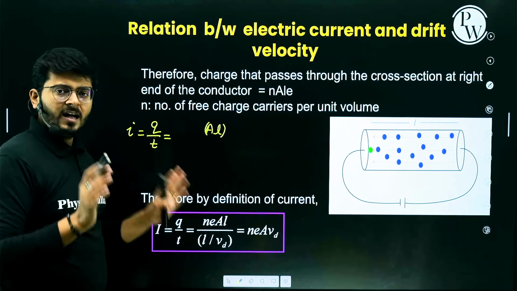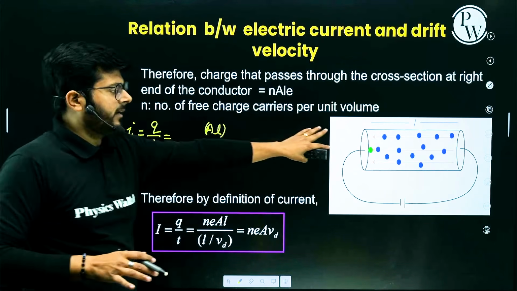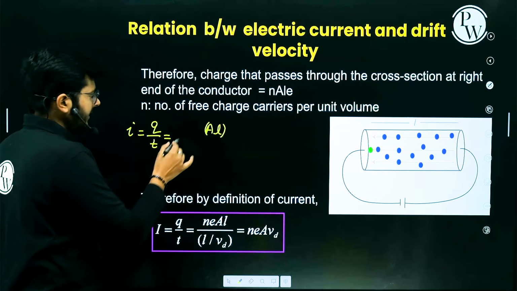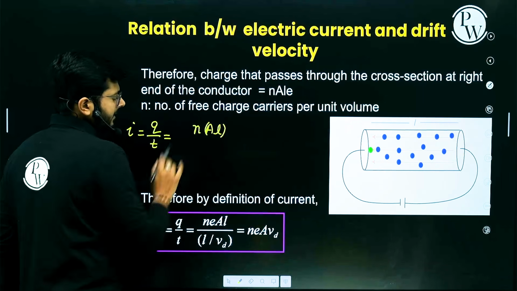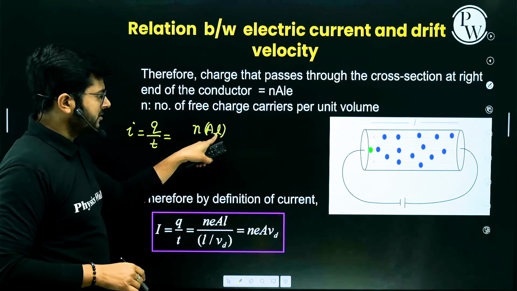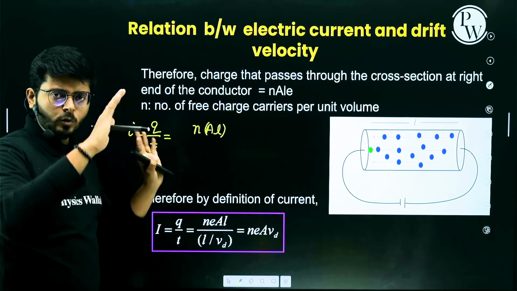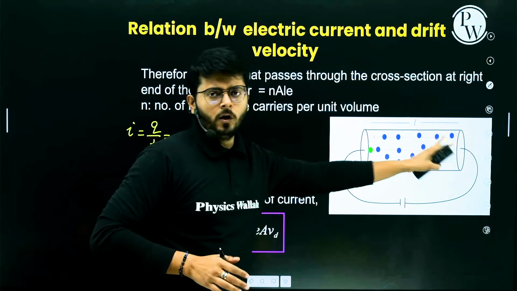Let us say the charge in a unit volume of the conductor is N. So the volume charge density is N, that is, N is charge per unit volume. This is the total volume. Multiply that, and we have the total number of charges inside that volume.